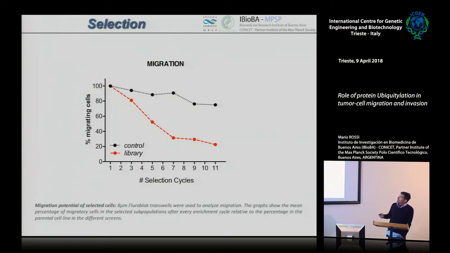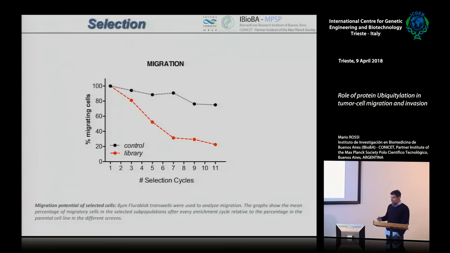Fabiana did the selection, of course. And as you can see, we were starting here, and we had to decide when to stop it, and we decided to stop when the cells reached around or were getting close to 20%, and we saw kind of a plateau. What we saw is that the cell line that was infected with a control shRNA, although it lost some of the invasion and migration capability, it was not dramatic compared to the ones that were harboring the shRNAs directed to the genes of the UPS.